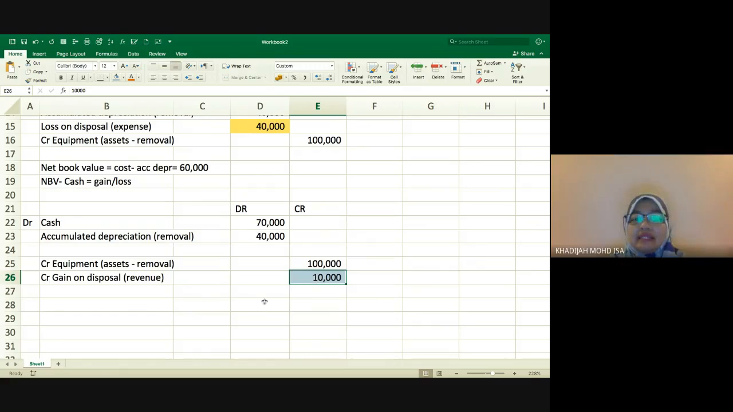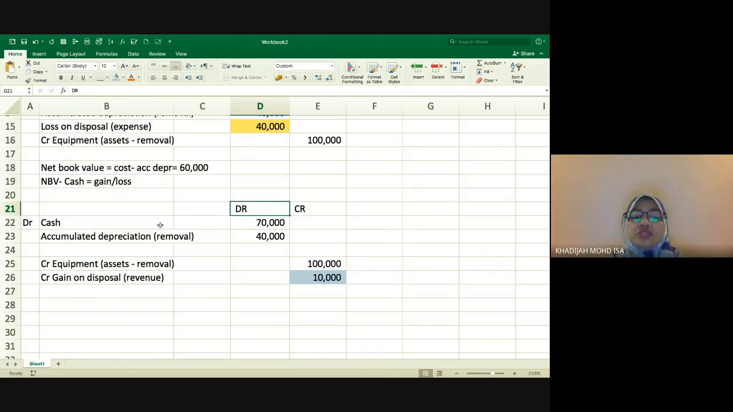But these three items, right? The cash, acquisition, and equipment. So the entry is always the same. Debit your cash, debit your accumulated depreciation, and credit your equipment. But whether it's a gain or loss, it depends whether it's on the debit side or on the credit side. Do you get that? Yes, ma'am.